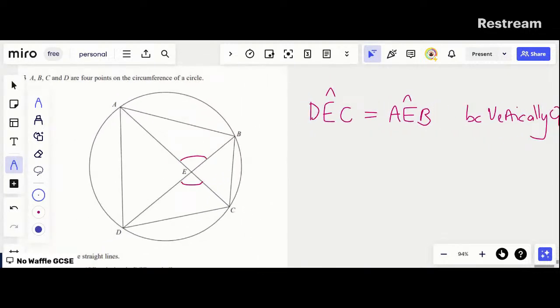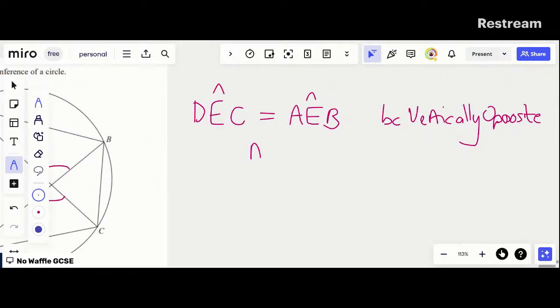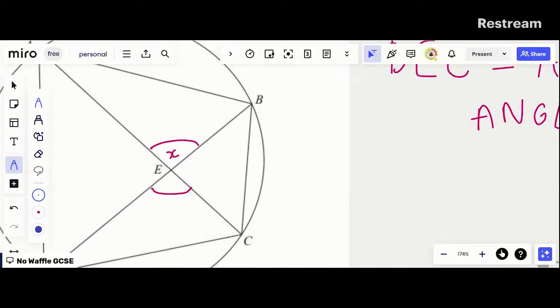Okay, and then what other angles do we know? Well, because they're vertically opposite, we can also say, oh, and also, by the way, because both of those are equal, that means we've got an angle. So we're going to try and prove this by either angle side side or angle side angle, any of those. So we've got an angle in common here. They both have angle x.